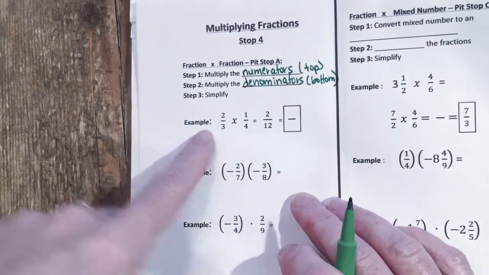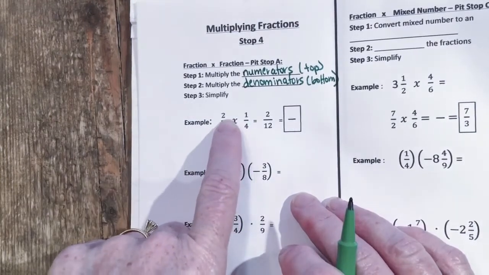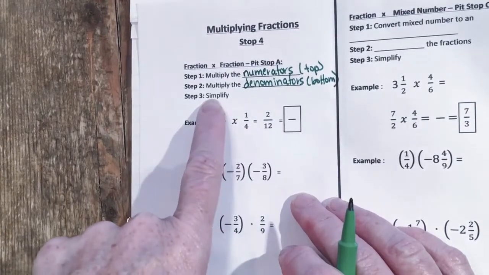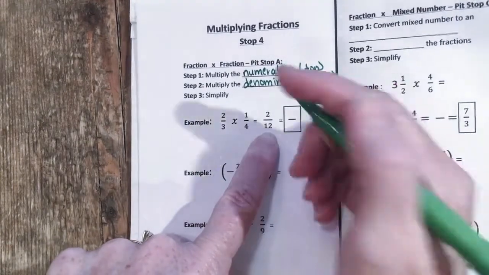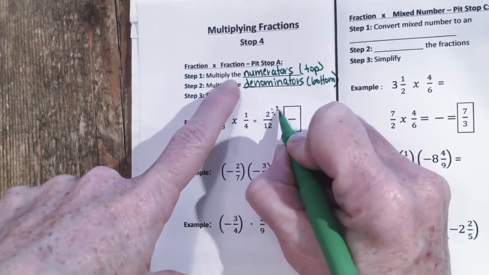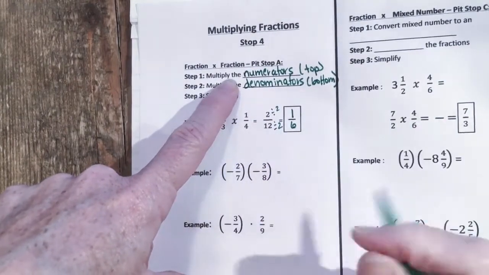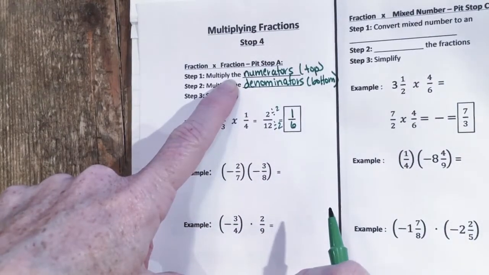All right, so let's look at this first example. We're going to multiply 2 times 1 and get 2, 3 times 4 and get 12. And then our last step is to simplify. That's all that's left here. So these both need to be divided by 2. 2 divided by 2 is 1, 12 divided by 2 is 6. So my final answer is 1/6.